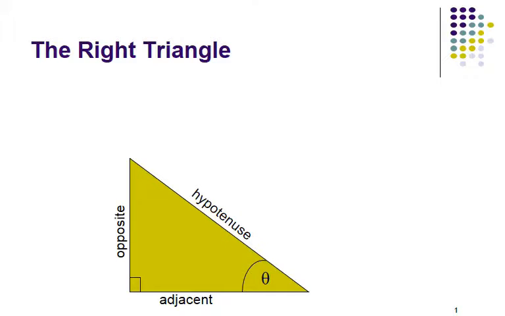So with right triangles, we have 3 sides. The longest side is the hypotenuse, and that is the side opposite the right angle of the triangle. Then we have whatever angle is in question. So let's say this is the angle that we're focusing on. Opposite of this angle is the opposite side, and in between the right angle and the angle in question is the adjacent side.